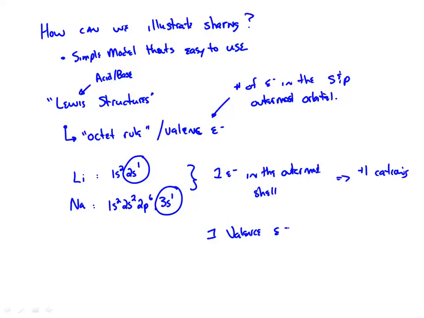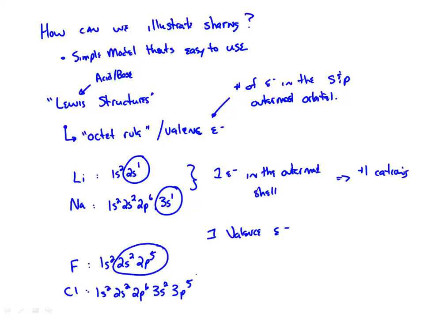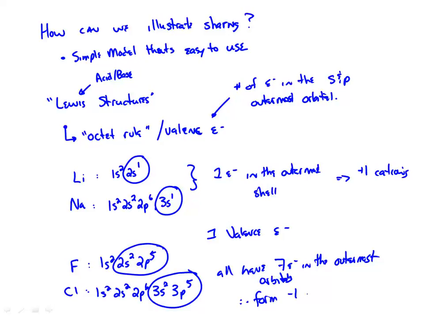And if we compare fluorine and chlorine, not the minuses, we're just looking at the neutral atoms. This is 1s2, 2s2, 2p5. This is 1s2, 2s2, 2p6, 3s2, 3p5. What's the same about these? They all have 7 electrons in the outermost orbitals. Therefore, they tend to form -1 anions because they want to gain an electron. But because they have 7 electrons in their outermost orbital, that means that they also have 7 valence electrons.